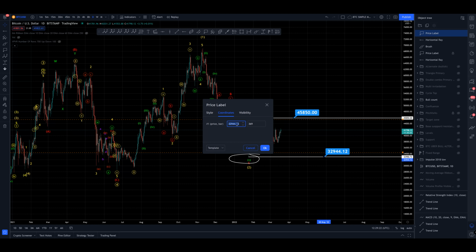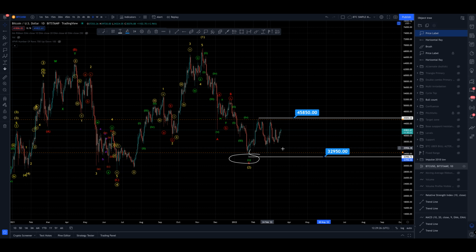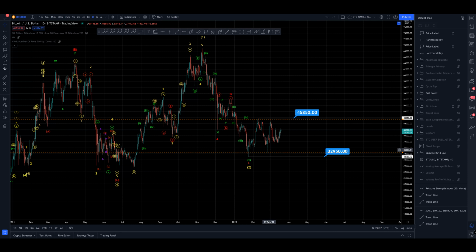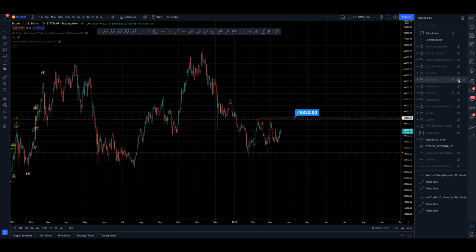32,950, it makes out exactly. Right, for as long as that low holds, this count is still technically possible, but it has to have some kind of valid subway structure off of the low which can be counted impulsively, which we've already discussed is pretty dodgy. Okay, so that's that. And let's put this one in that count there. Right, what else have we got here?